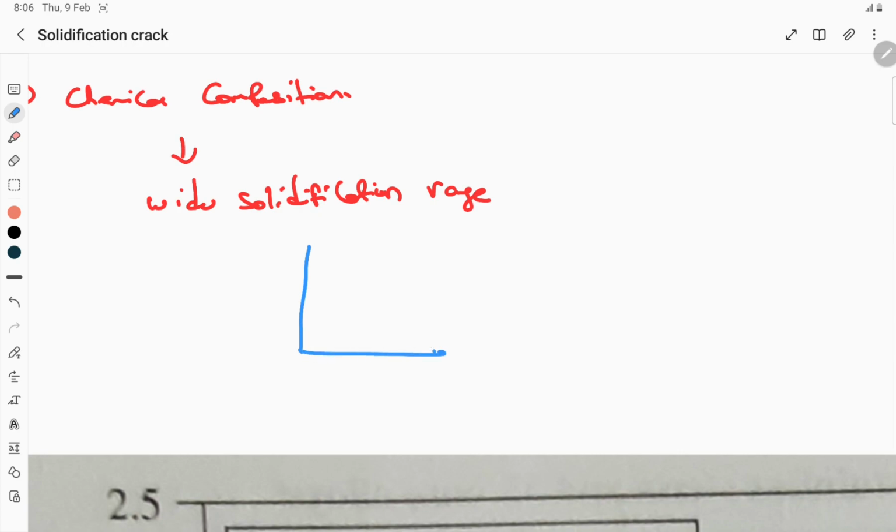For example, we know how pure metals solidify. I'll show a simple example. This will be the time on the x-axis and temperature on the y-axis. Pure metal will solidify at a single temperature. At this point it will start to form solid particles, and at this point solid formation will be completed. So you can see the solidification is taking place at a single temperature. This is with respect to pure metal.